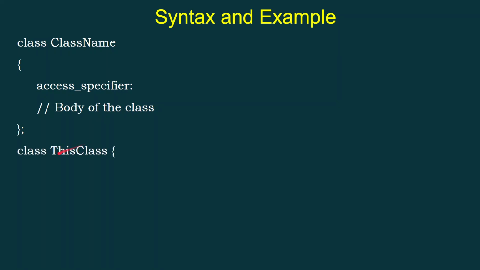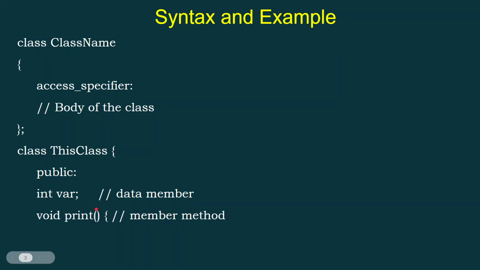Let us see an example. Class, this class. Here class is the keyword and it is given as it is. Class name is the user-defined name, given as this class, and then we are giving the access specifier as public. In this case we are using public. We can use whatever access specifier we need. And then int var is a variable of integer type and it is one of the members of the class. Then void print is a function.